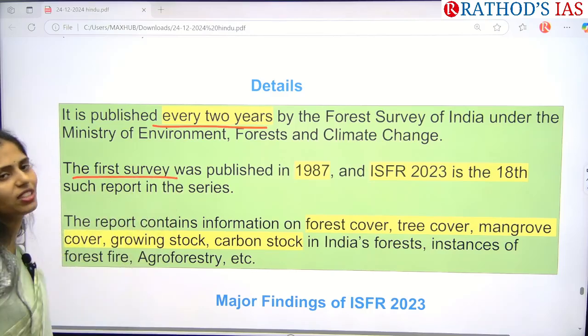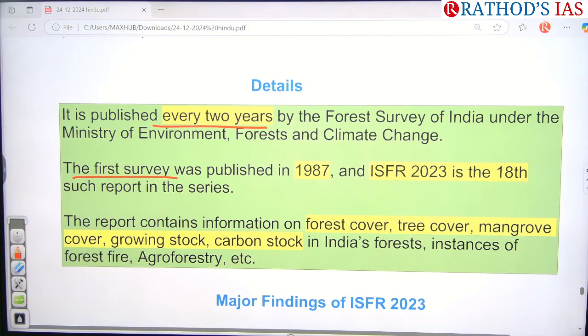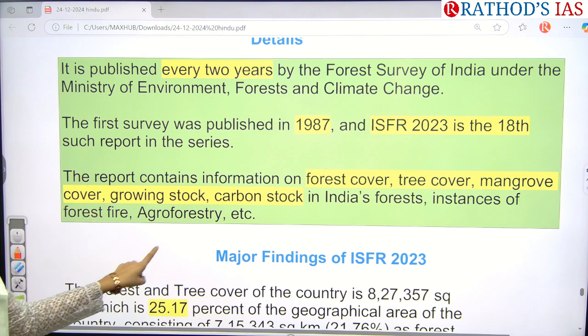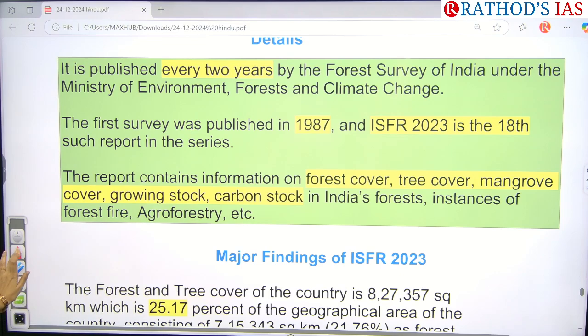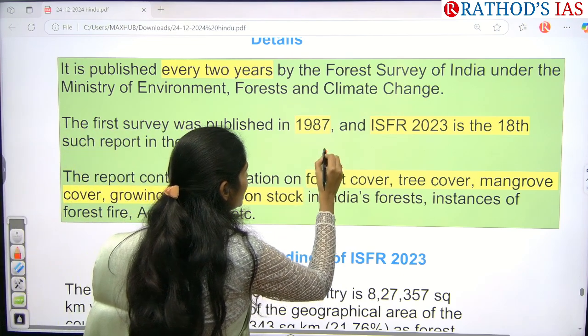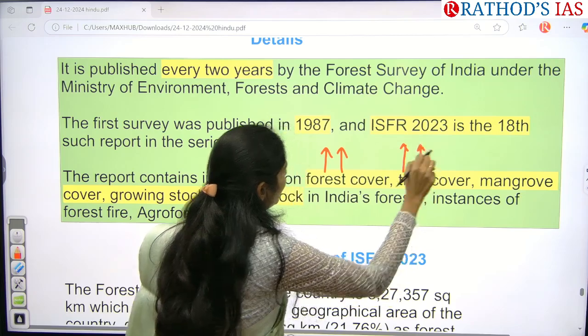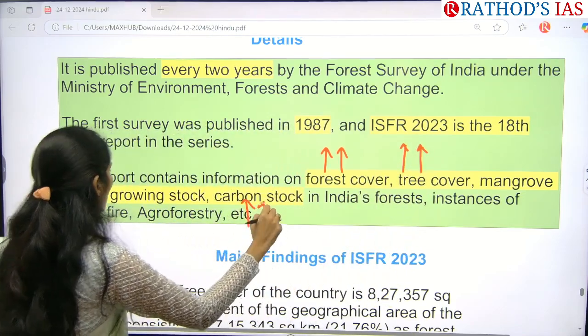And the first survey started in 1987, and this report is the 18th. This report contains information regarding forest cover in India, tree cover, mangrove cover, growing stock, and carbon stock. This report said that there is an increase in forest cover and tree cover, which means there is an increase in carbon stock.